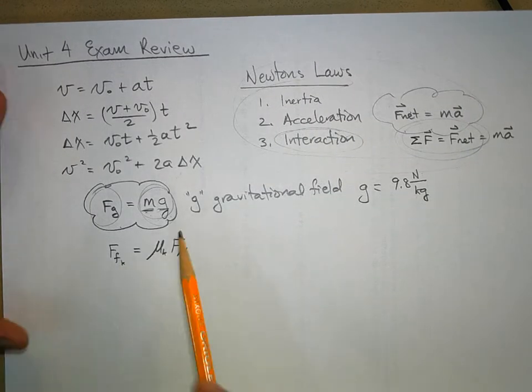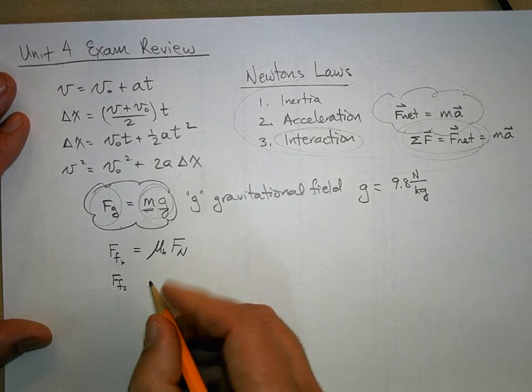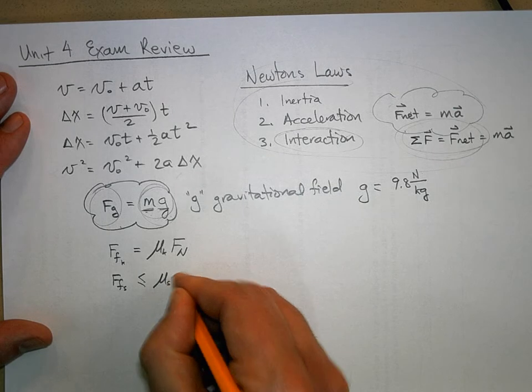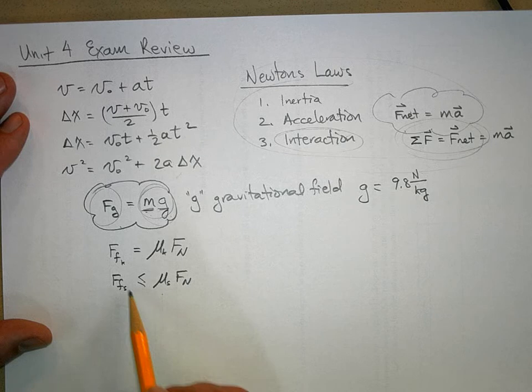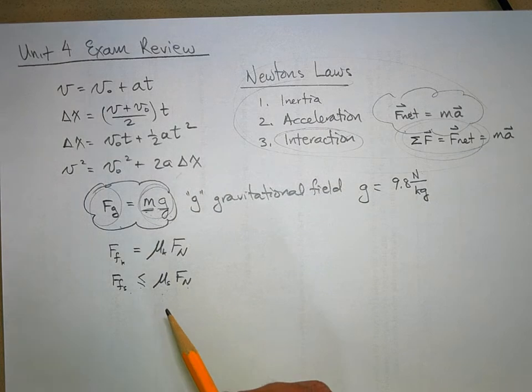Okay. Now, if you have the force of static friction, it's going to be less than or equal to mu static times the normal force. Now, usually this is going to be an equality. We'll say the force of static friction is equal to mu static times the normal force, but that, oh, and that's for you, Sarah, I'm sure.